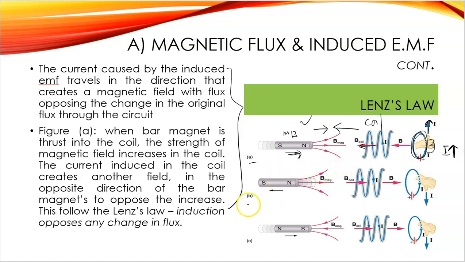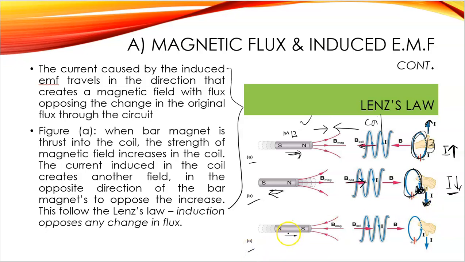Okay, now we move on to picture B. As you can see over here, both the magnet bar and the coil are moving away from each other. So we expect a decreasing of current, and for this decreasing current, if you once again use your right hand rule, you can see the direction of the current is downward, and the direction of the magnetic field is over here. So this is the direction of the magnetic field.